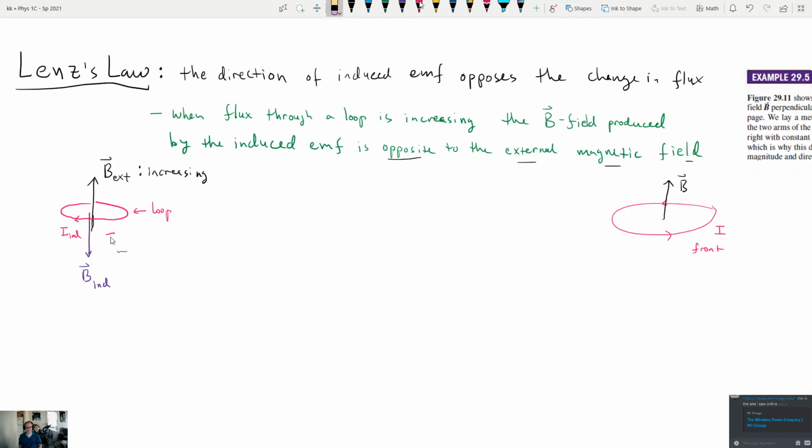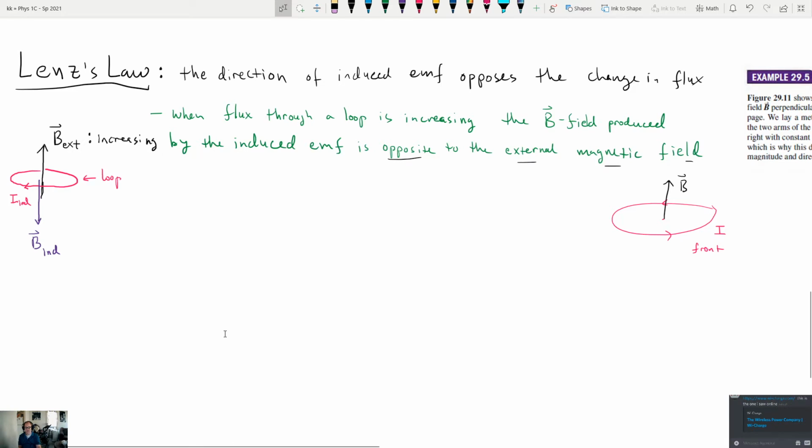Okay, did you all follow that? Did that make sense? Yep. Okay. So now that you know that rule, that's what happens when it's increasing. When it's decreasing, it's just the opposite. The induced magnetic field will go up. Okay? So I'll write that out in words. But this is the increasing case. The decreasing case is 100% the opposite, right?